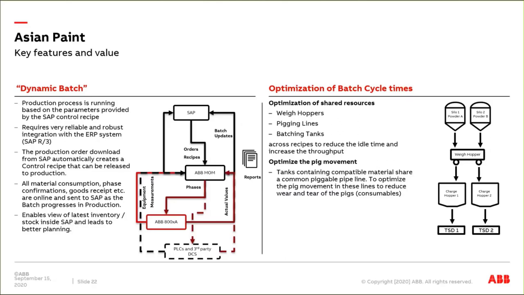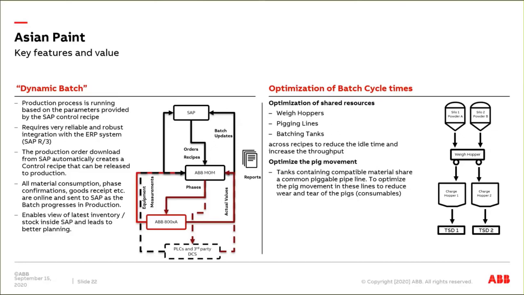Thanks to this direct connection with ERP, all material consumption, phases, confirmation, goods receipt, and other information are online. And so they are immediately sent to SAP as the batch progresses in production. So SAP is aware of each stage of the production. And this enables a view of the latest inventory and stocks and can also lead to better planning and a smart and lean supply chain management.